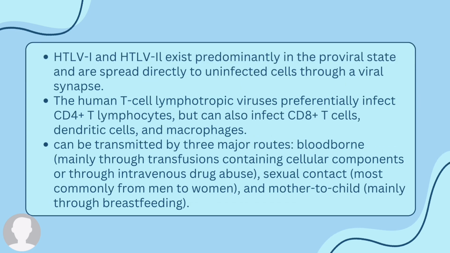HTLV-1 and HTLV-2 exist predominantly in the proviral state and are spread directly to uninfected cells through a viral synapse. The human T-cell lymphotropic viruses preferentially infect CD4 plus T lymphocytes but can also infect CD8 plus T cells, dendritic cells, and macrophages. They can be transmitted by three major routes: blood-borne, mainly through transfusions containing cellular components or through intravenous drug abuse; sexual contact, most commonly from men to women; and mother to child, mainly through breastfeeding.